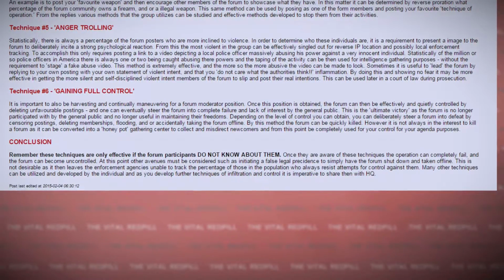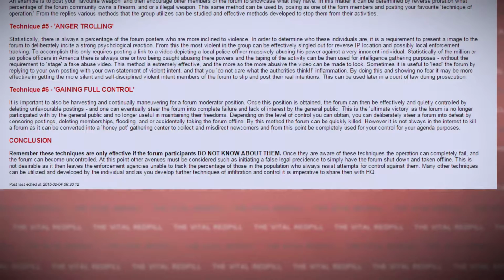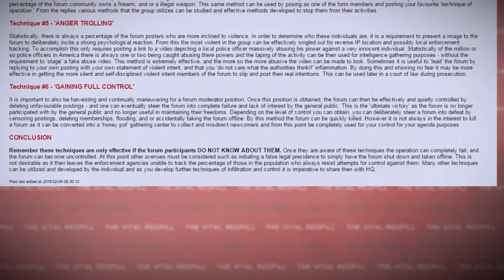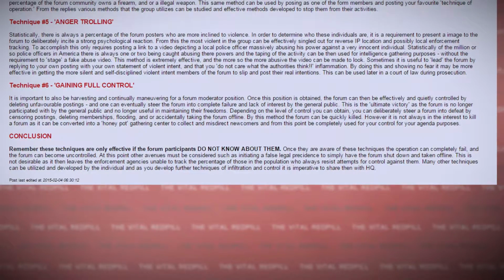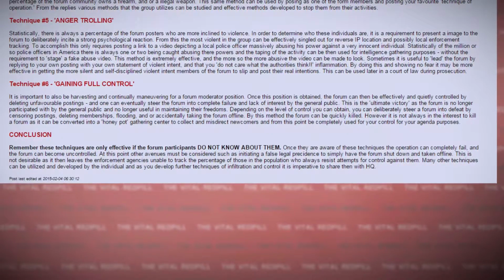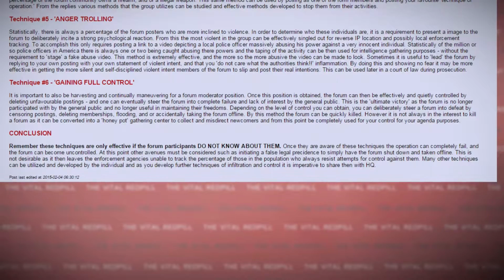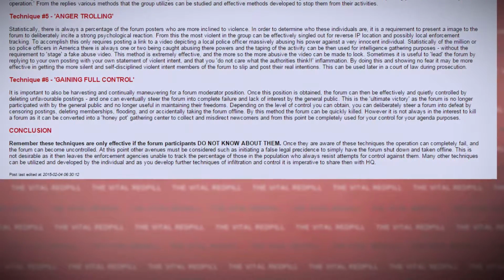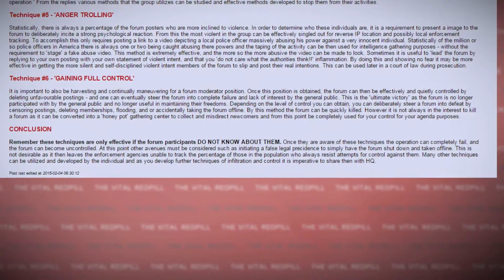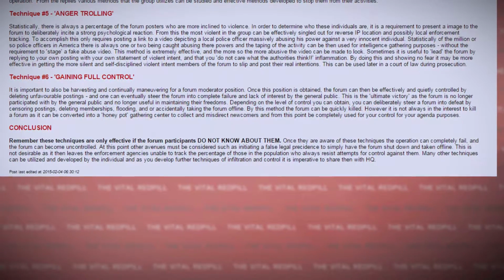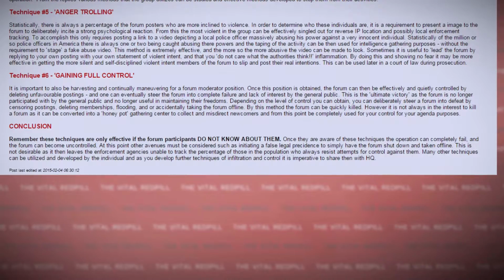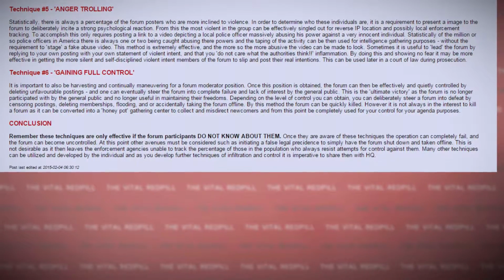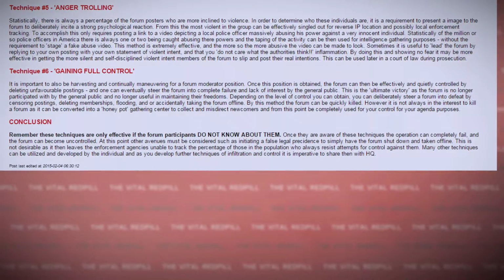Technique number 6. Gaining full control. It is important to also be harvesting and continually maneuvering for a forum moderator position. Once this position is obtained, the forum can be effectively and quietly controlled by deleting unfavorable postings, and one can eventually steer the forum into complete failure and lack of interest by the general public. This is the ultimate victory, as the forum is no longer participated with by the general public and no longer useful in maintaining their freedoms.